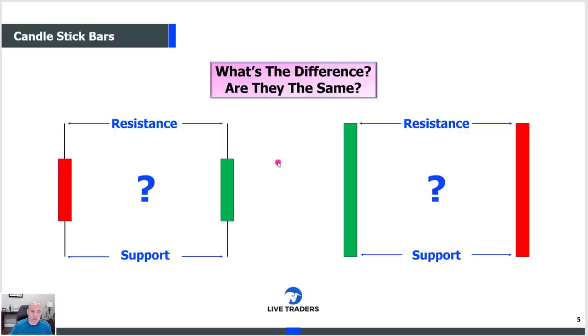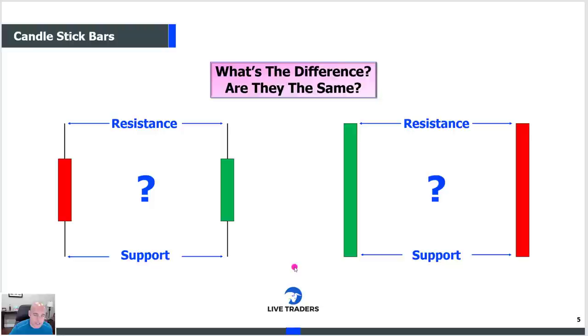What do you guys think? On the left and on the right, are these exactly the same? I mean, they have the exact same amount of range, right? The range is identical on them. This one says resistance, this says support, this says resistance, this says support. Are they the same? That's the question, are they the same?